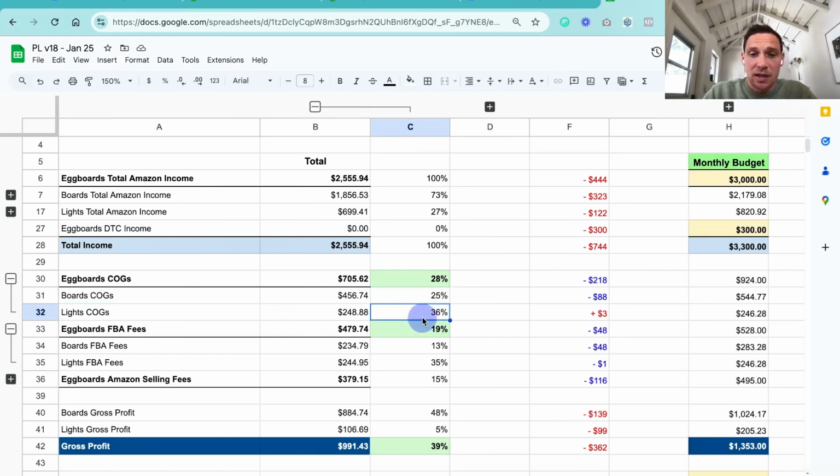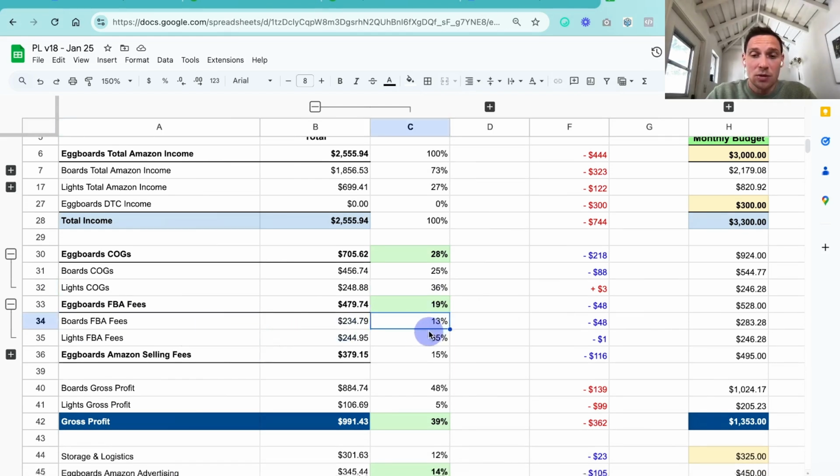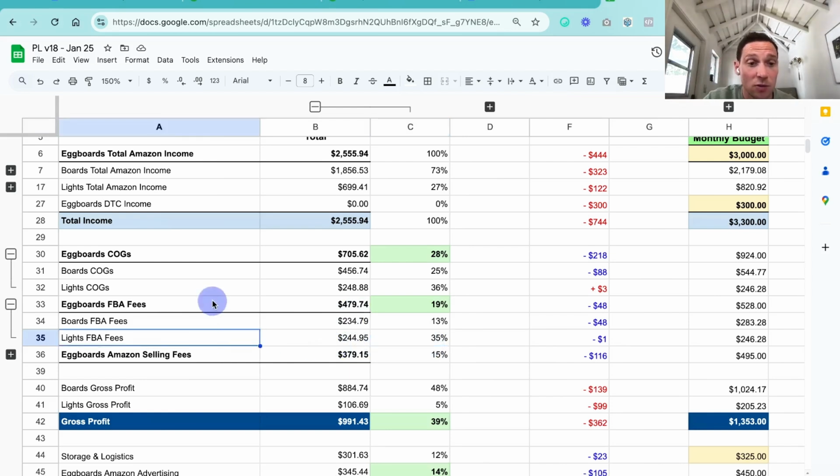The lights instead have a much higher cost of goods. Why is that? Because I'm selling them at a discount right now. And the second important fact is that while my boards have a 13% impact of FBA fees, my lights have like triple that amount. Again, why is that? Because the FBA fee for delivering the product is fixed, while the price of my lights has been lowered. This is because I was trying to get more volume of people buying my lights because I have extra inventory.